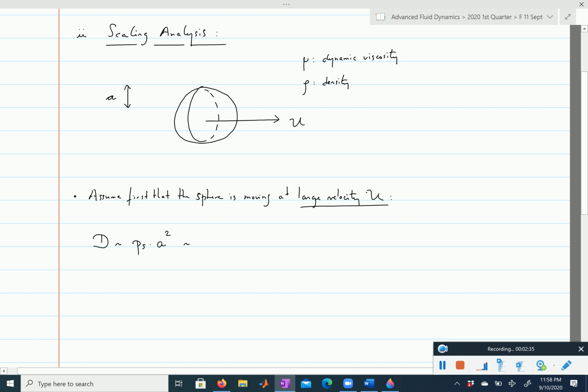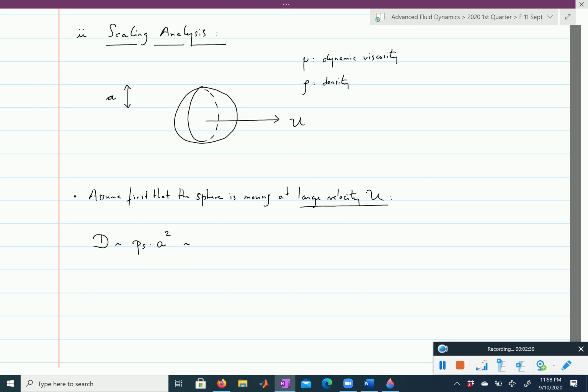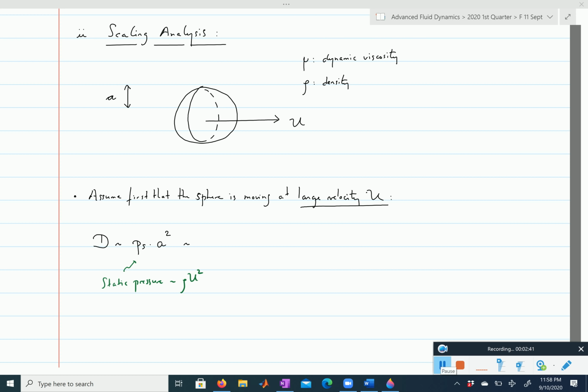Now, what is a scale for the static pressure? The static pressure scales with rho u squared. So in the end we have a scaling for the drag, which is rho times u squared times a squared. So our static pressure times our surface. That is our scaling.